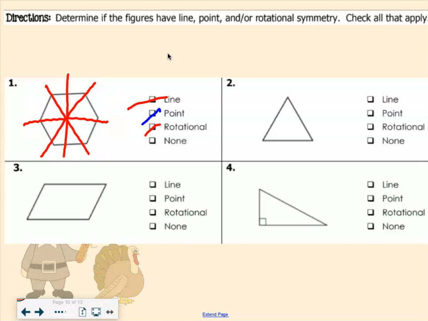Okay, what about our triangle? Does it have line? Where through? Right through the top. Is that the only place? Oh no, on all of them. Yeah, go through all of them.